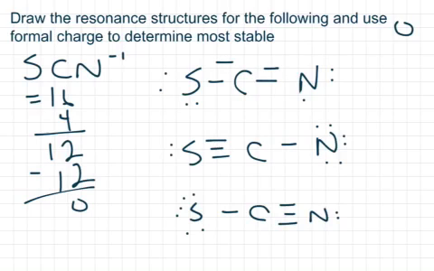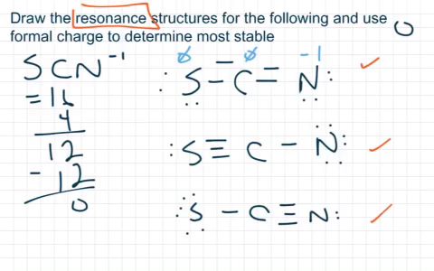So step 1, draw all the resonance structures. These are all the possibilities using the octet rule. We need to use formal charge to figure out which one of these is the most stable. In our first example, sulfur started with 6, we subtract the 4 and we subtract 2 to get 0. Carbon started with 4, we subtract the 4 from the bonds to get 0. Nitrogen started with 5, we subtract 4 and 2 to get -1.